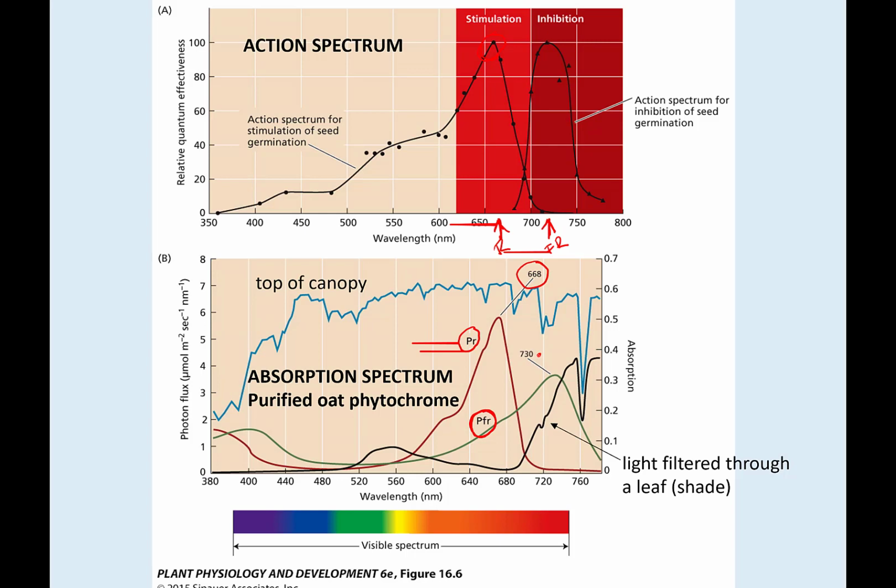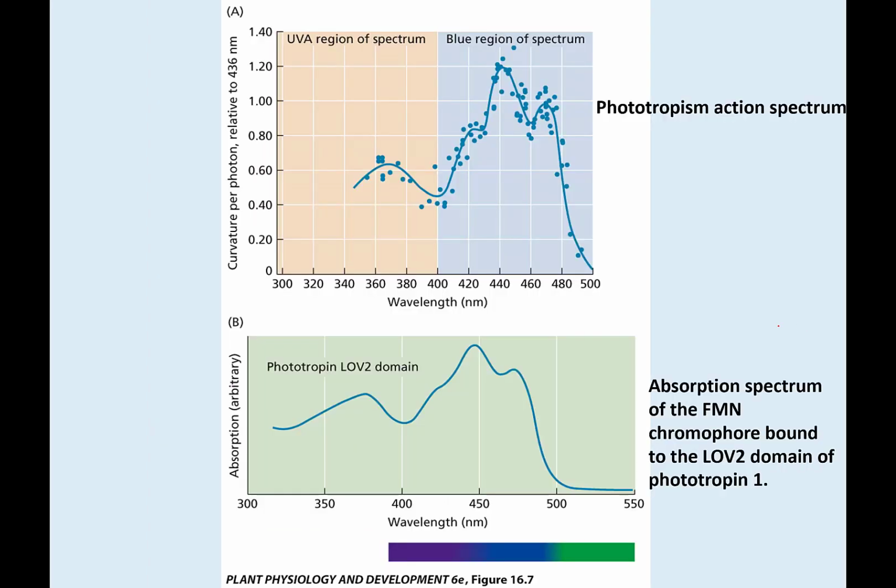Just a note here, we're going to talk about shade avoidance probably in the next lecture, but I want to show you here that in this graph, they show light filtered through shade, like if you have a leafy canopy and the light filters through the leaves, it's really enriched in far red light. And when we talk about shade, you'll see why this is important. Okay.